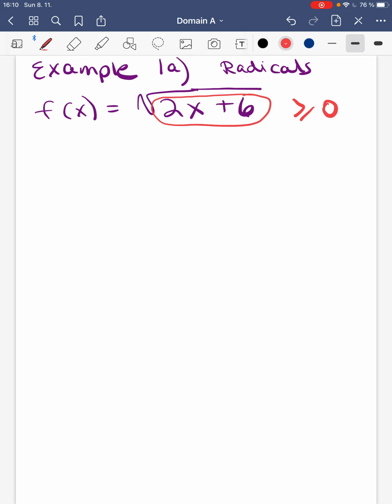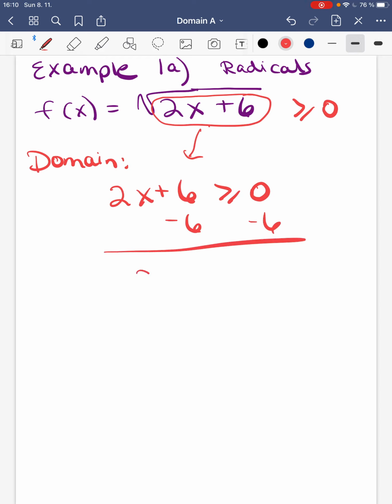Because there's nothing added here, we're just going to take the square root. You can take the square root of 0, but not a negative number. So to solve for the domain, we just take everything under the radical and then create an inequality where this has to be larger than or equal to 0. And when you solve an inequality, it's very similar to solving as if this were an equal sign. So we're just going to subtract 6 from both sides.